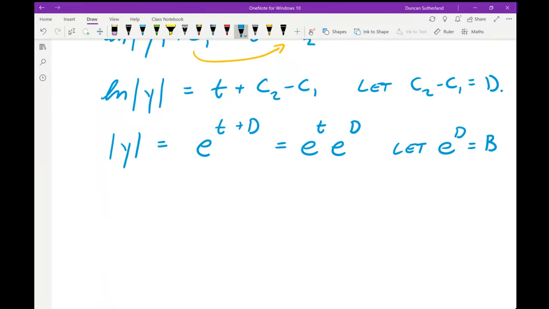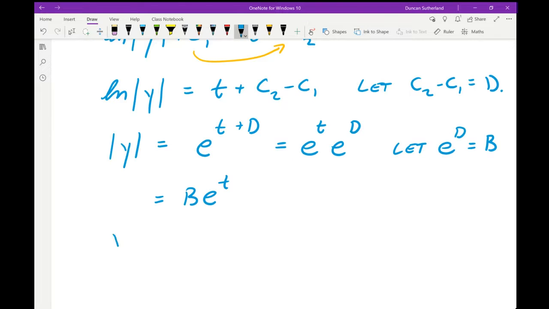I'm going to call that b. So we've got b e to the t, but that's still the absolute value of y. E to the d is still a constant. I want to get rid of these absolute values. If the argument of the absolute value function is negative, that's like multiplying by -1. If y is positive, that's like multiplying by +1.